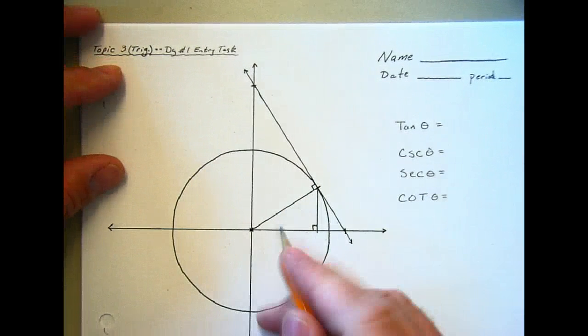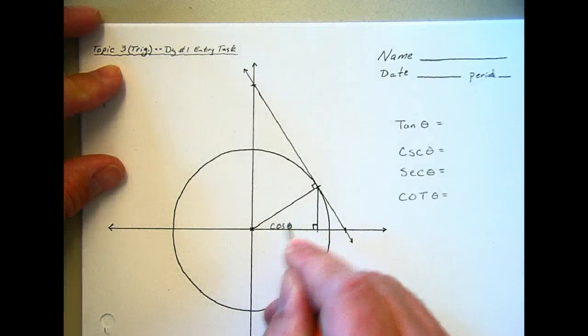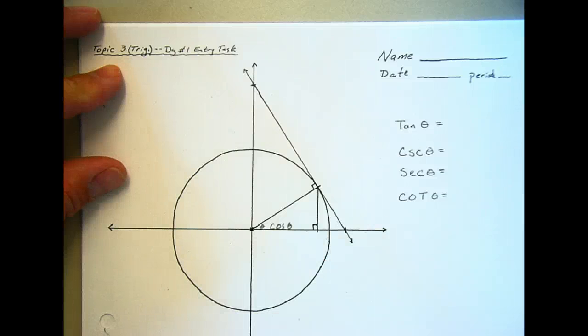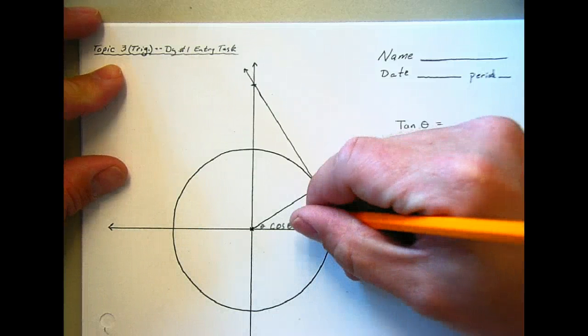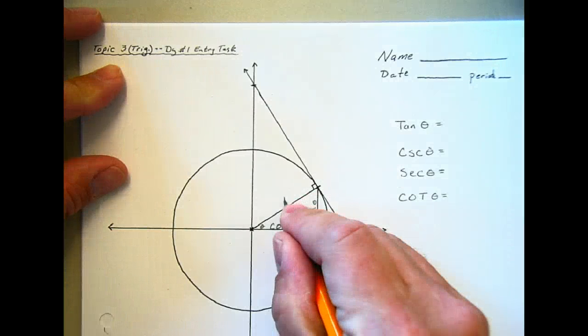So let's label this. This is cosine theta, if we're calling this angle theta. Okay. This is sine theta. This is 1.